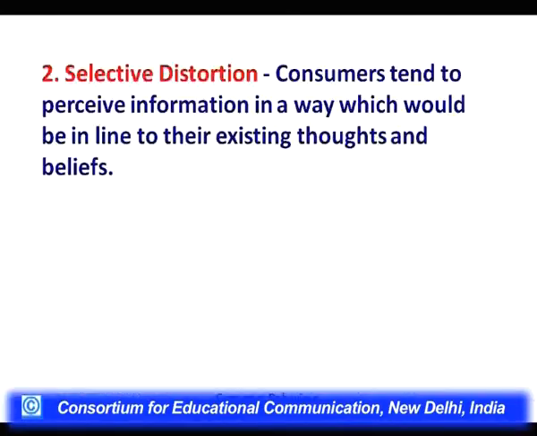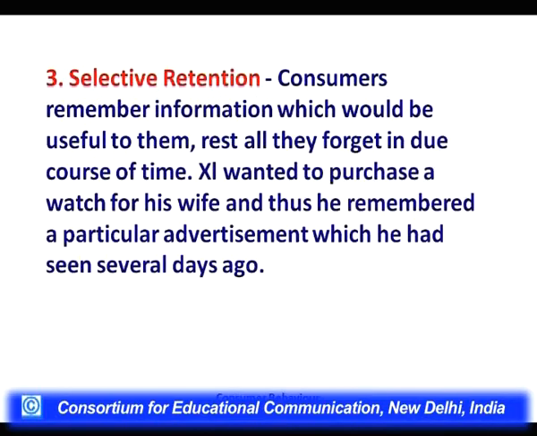The second one is selective distortion. Consumers tend to perceive information in a way which is in line with their existing thoughts and beliefs. The third one, selective retention. Consumers remember information which would be useful to them; the rest they forget in due course of time. X wanted to purchase a watch for his wife, and thus he remembered a particular advertisement which he had seen several days ago, and then he decides to buy that particular brand of watch for his wife.